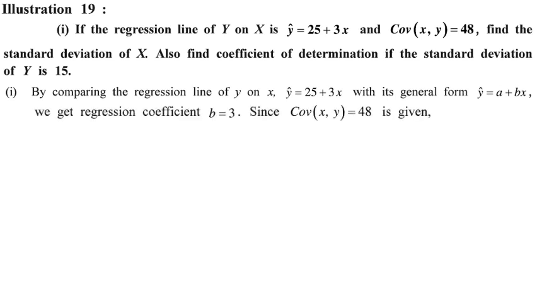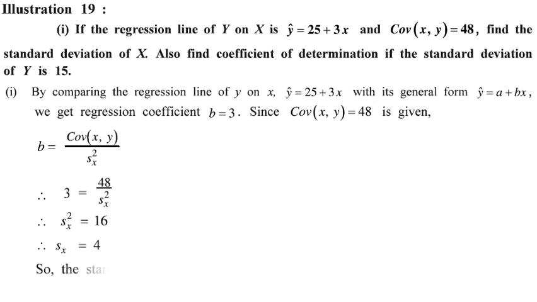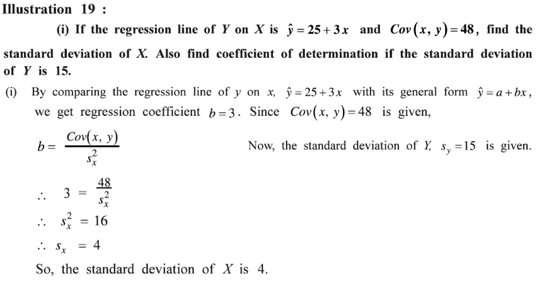So regression coefficient b is 3 and covariance xy 48 is given. So when we put it into formula, the formula is b is equal to covariance xy upon sx square. B is available, covariance xy is available, and sx is what we are supposed to find. We will put the values in this equation. B is 3, covariance xy is 48. When we change the side, sx square will be equal to 16, that is 48 upon 3, and when we find the root, sx will be 4. So that's the answer for the first question, that the standard deviation for x is 4. We were supposed to find the standard deviation x first. Now standard deviation of y is given, that is sy, that is 15.